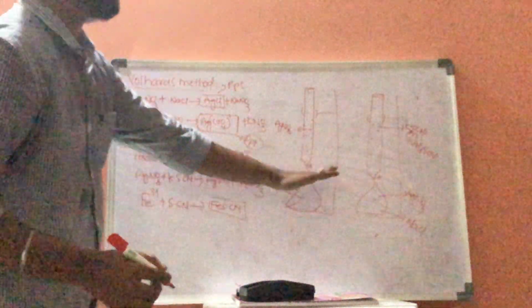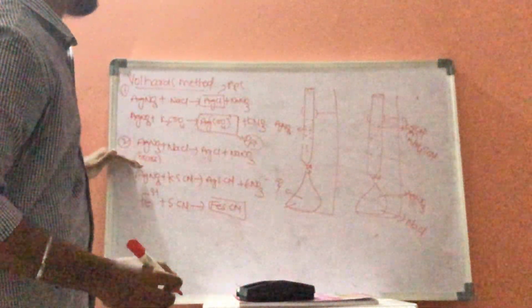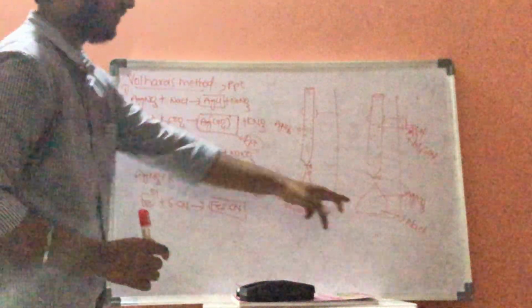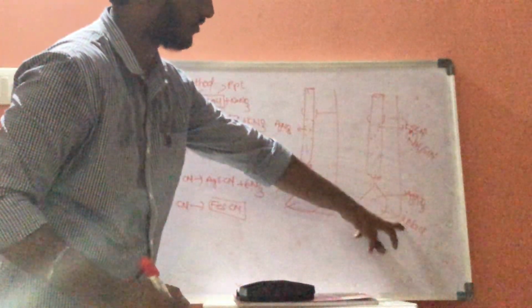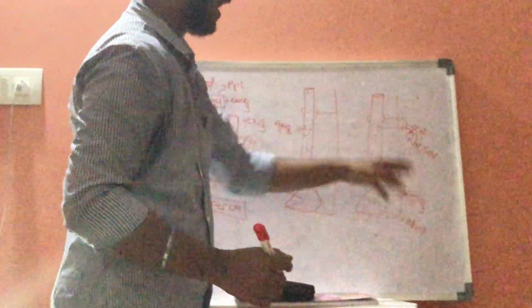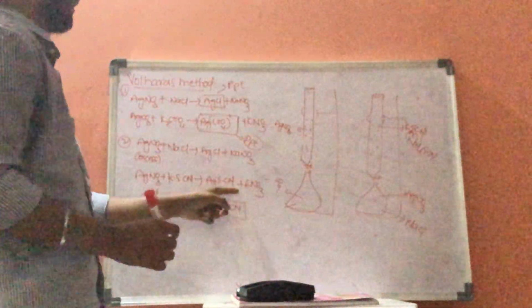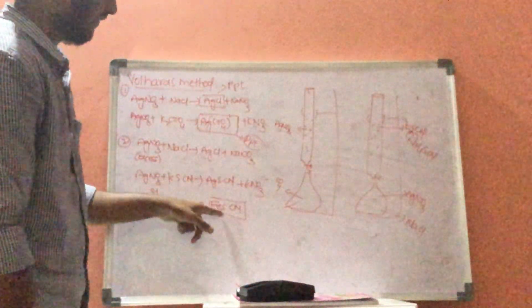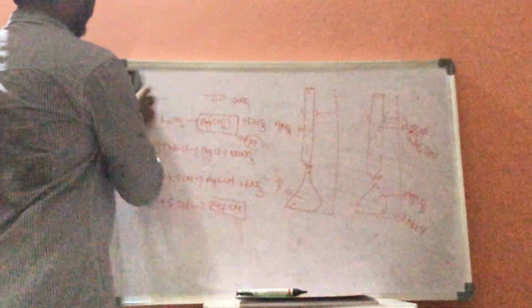There are two methods. This is the first method, which is as usual, and in the second method it is completely a back titration, where firstly silver nitrate will react with sodium chloride to form AgCl, and some amount of AgNO3 will remain unreacted. The unreacted AgNO3 will react with potassium thiocyanate to form silver thiocyanate. In the last step, Fe3+ ion will react with SCN- to form ferric thiocyanate. This is Volhard's method. Now the last method is Fajans' method.